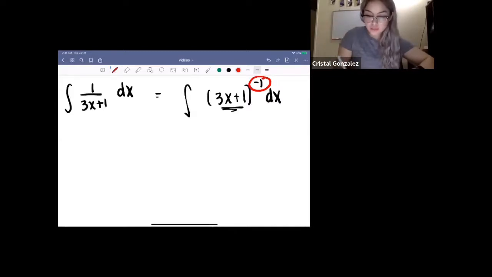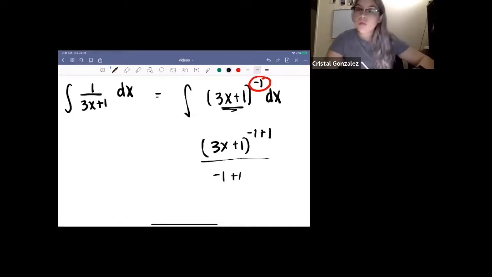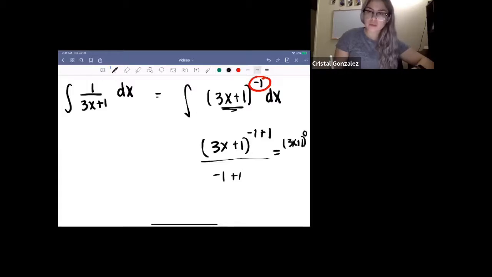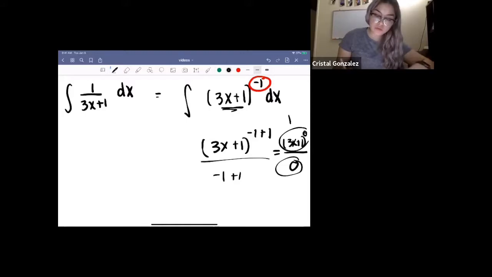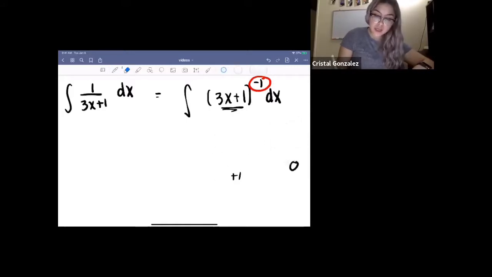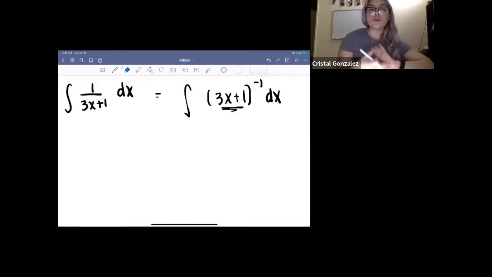then this would be, and this is wrong by the way, 3x plus 1 to the negative 1 plus 1, and then we would divide by negative 1 plus 1. Well, that's just 0, so this would be 3x plus 1 to the 0 power over 0, which is undefined, so that integration technique doesn't work for this. So that means we have to look at a different method. Sometimes we have to use different methods, right?